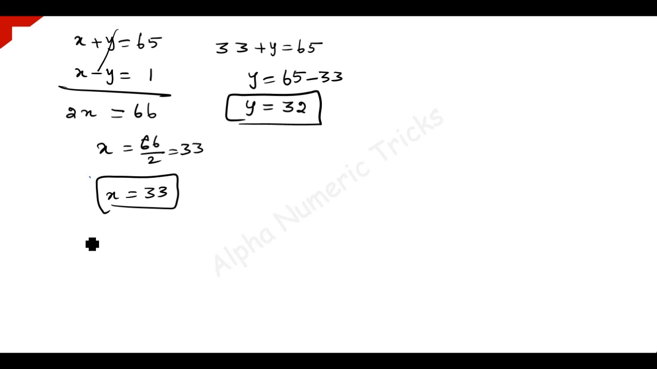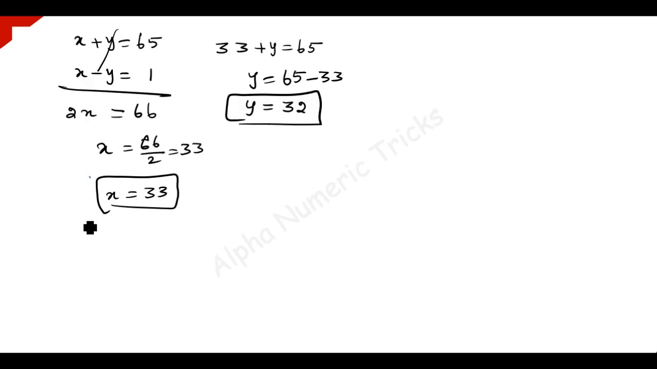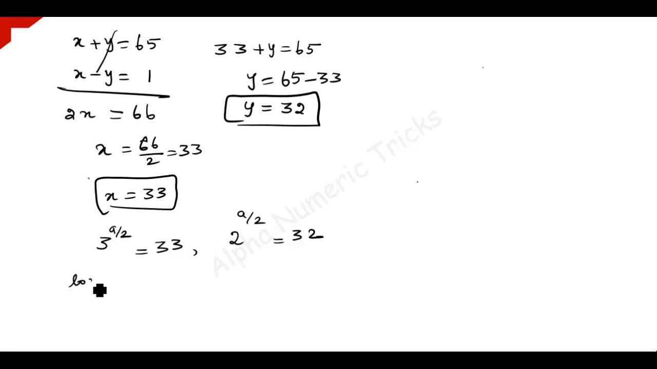Now what is our x? x is equal to 3 power a by 2. So we are going to substitute that 3 power a by 2 is equal to 33, and y is 2 power a by 2 is equal to 32. Now here we can't make the base the same, so we are taking log on both sides. Log 3 to the power a by 2 is equal to log 33.